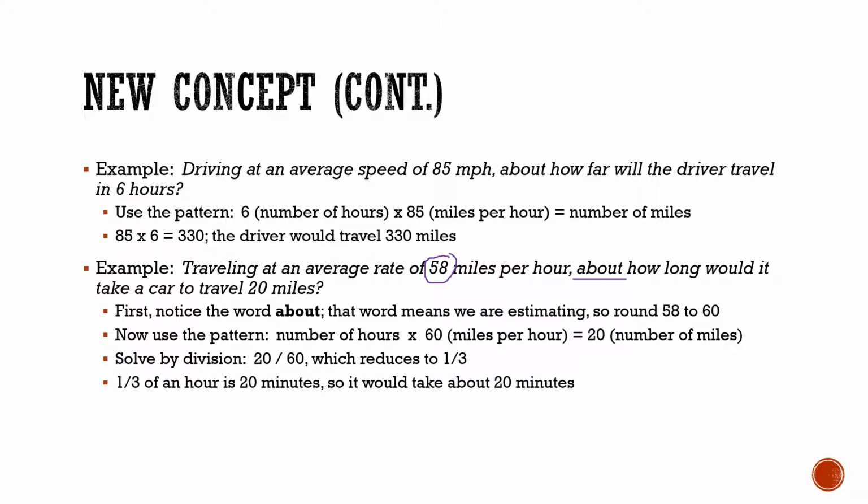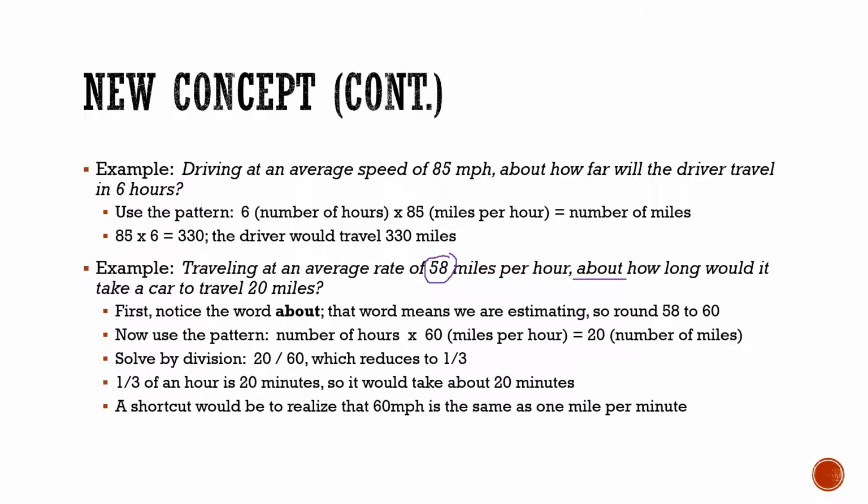And to be a little more clear, we're going to change that 1/3 of an hour into minutes. Since we know there are 60 minutes in an hour, then we'll just take 1/3 of 60, which is 20, so it would take about 20 minutes to go 20 miles. And that makes sense because if you're going 60 miles per hour, you are going about 1 mile per minute. So there's that too.